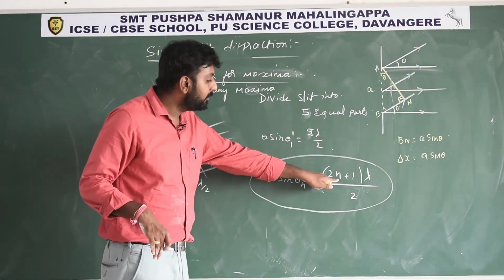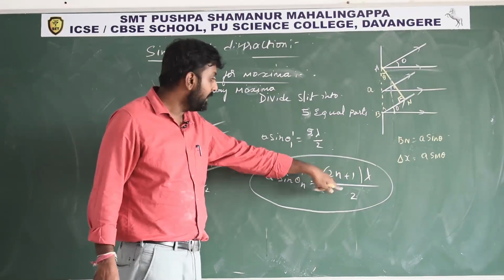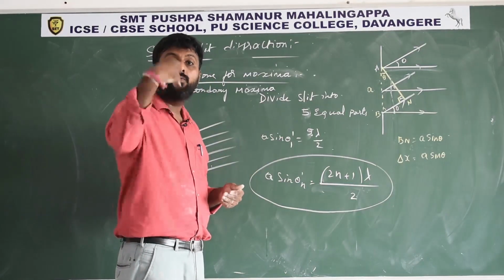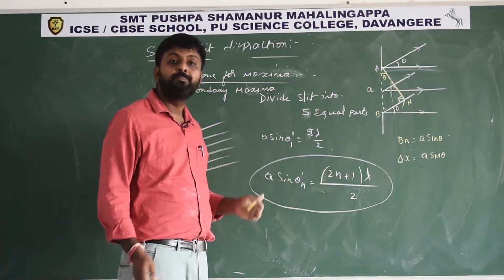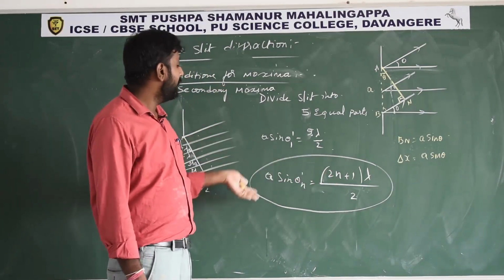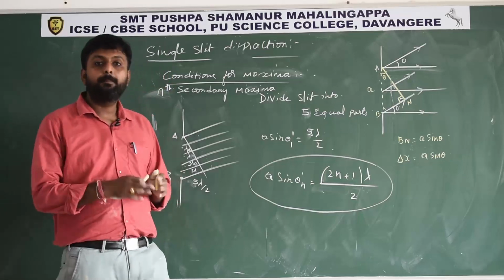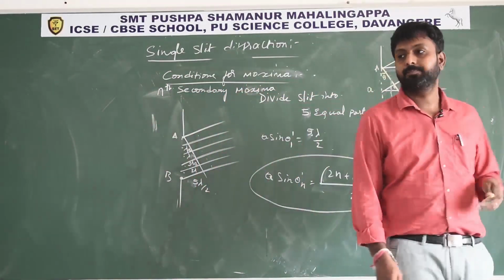Like that you have to place the n value as 1, 2, 3. If you place n value 1, 3 lambda by 2, that is for the first secondary maxima. 5 lambda by 2 by placing n value 2 is the second secondary maxima. In this way, these are the conditions for maxima and minima in diffraction.